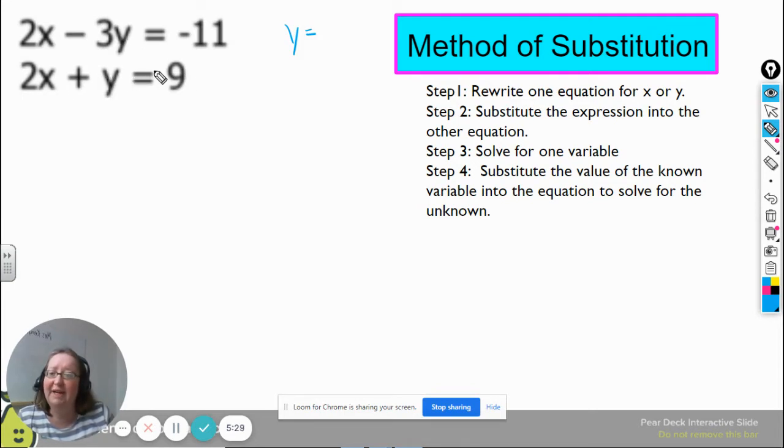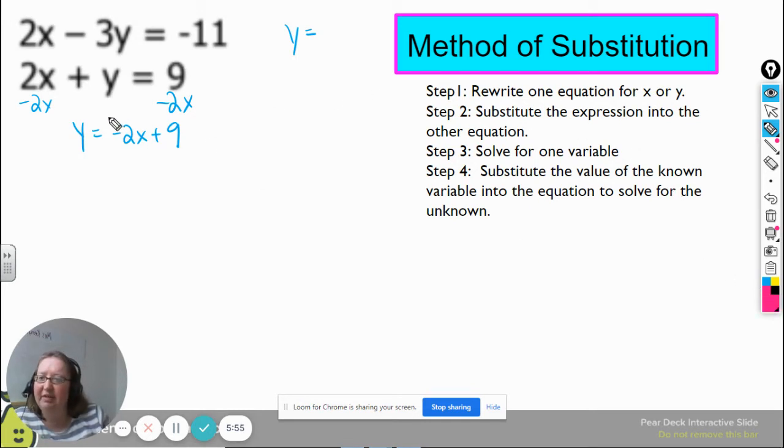But we're going to rewrite this. Now, you could rewrite either one of them for x or for y, but the easiest thing to do is just subtract 2x from this side, subtract 2x from that side. Y is equal to negative 2x plus 9. Okay, now I've rewritten this equation into this. So I can now take this expression.